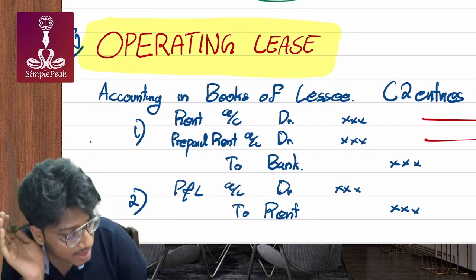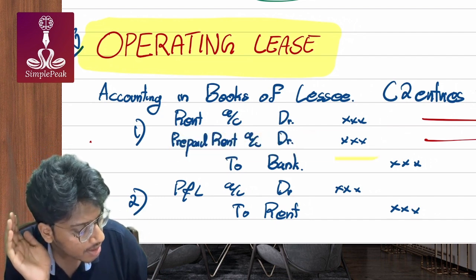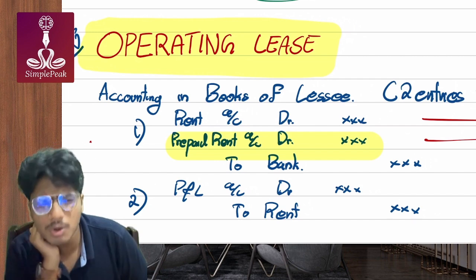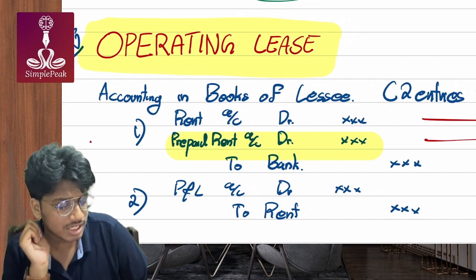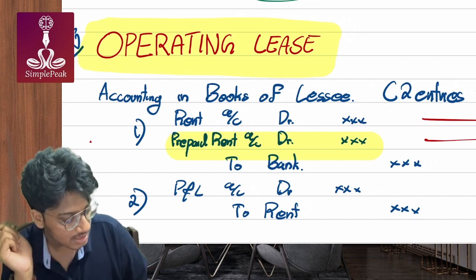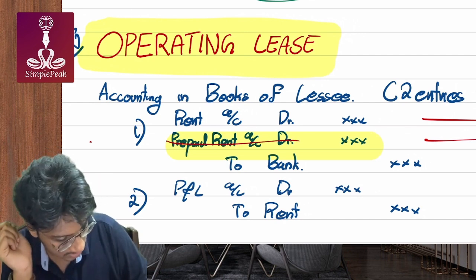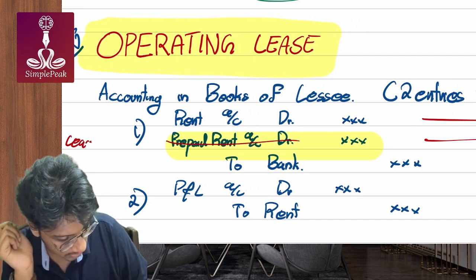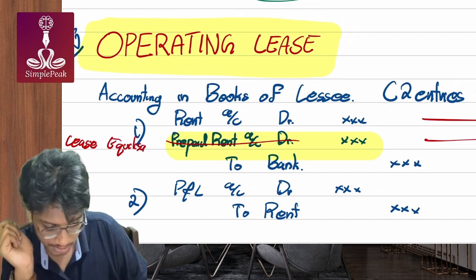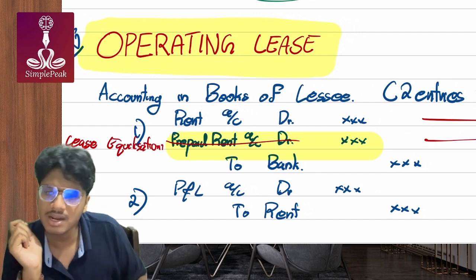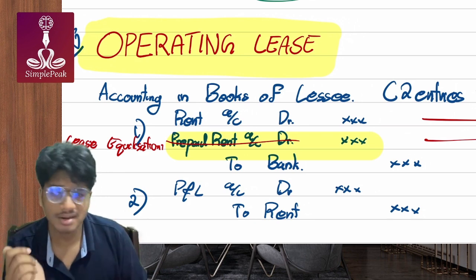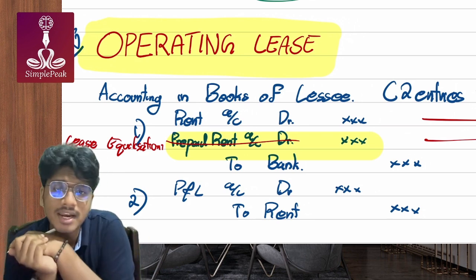But you have to add an extra part, that will be prepaid rent account debited. What do I mean by that? In the question or in your material, this part is written as lease equalization. That's what they have written. It's none other than prepaid rent. That's what it meant. How does this prepaid rent come?